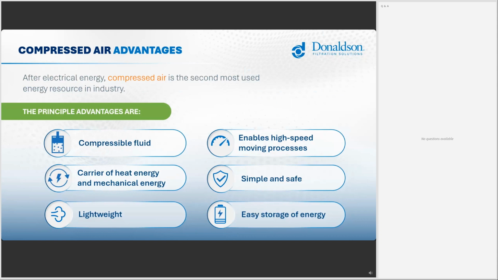advantages. First, it's a compressible fluid. It's a carrier of heat energy and especially of mechanical energy. It is lightweight compared, for instance, to hydraulic systems. And it enables high-speed moving processes. While it is simple and safe, that means even if there is a risk in having a compressed gas, there are standards, design regulations and rules available which make it applicable in a very simple and safe way. And last but not least, it's a very easy storage of energy.